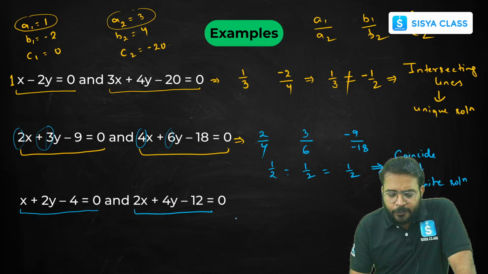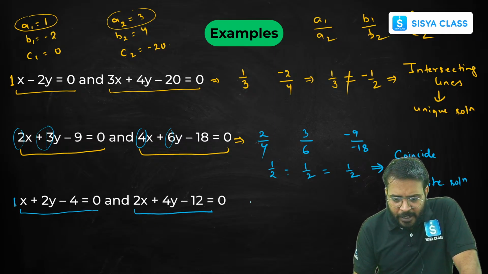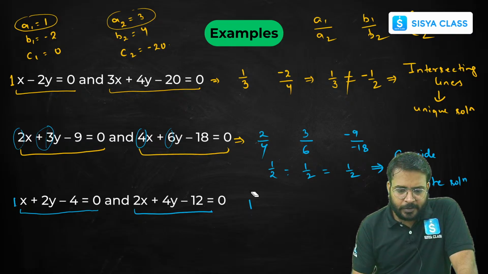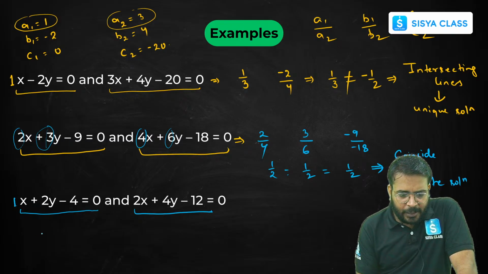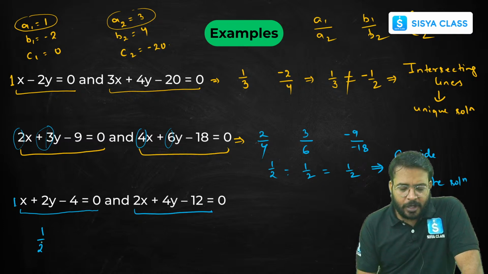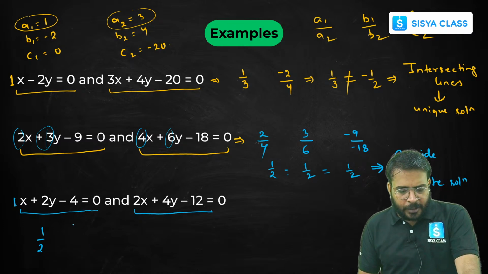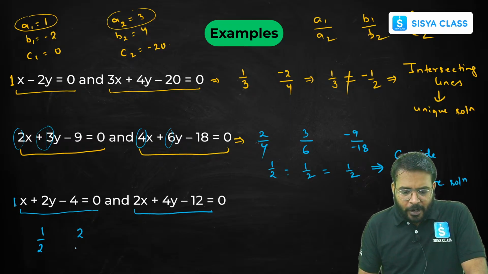Here again we can compare the coefficients. Coefficient of x is nothing but 1, that is going to be my a1. Let me write below, I'm having space here. So coefficient of x, that is a1, is 1. Coefficient of x in the second equation, that is a2, is 2. Coefficient of y, that is b1, is 2, and the coefficient of y in the second equation, b2, is 4.